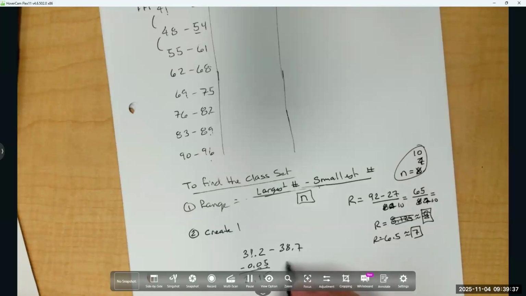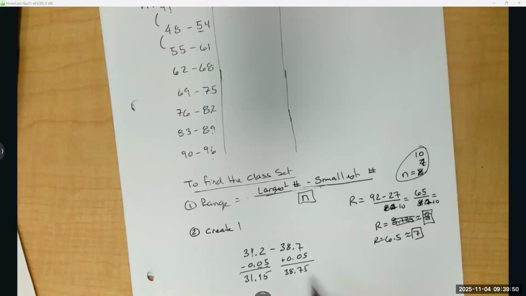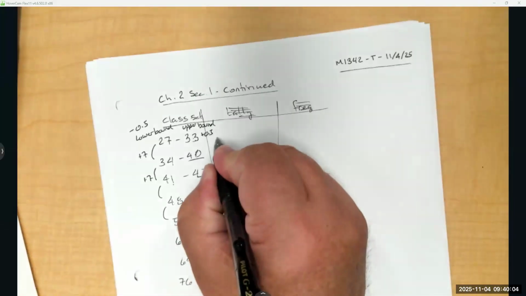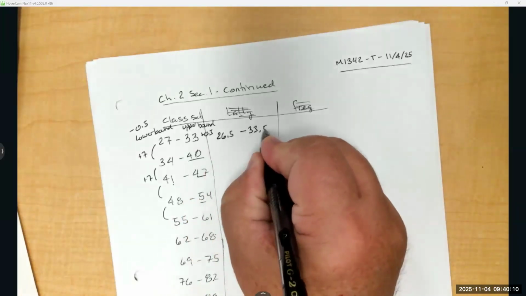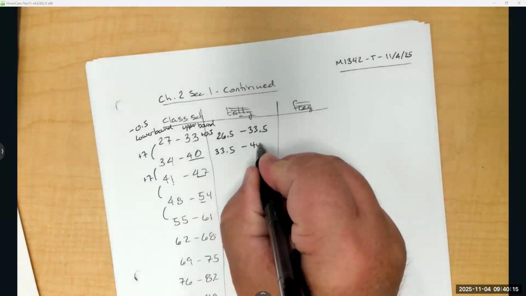All right, so that's pretty important. For this one here, we would add 0.05. So it's 38.75. I'm sorry, you can't see that. So the lower one, however many decimal places you have, go to one next to it. So if you had 3 decimal places, you have 0.0005. So that's what we'd do next. So we'd go 26.5 to 33.5. 33.5 to 40.5.